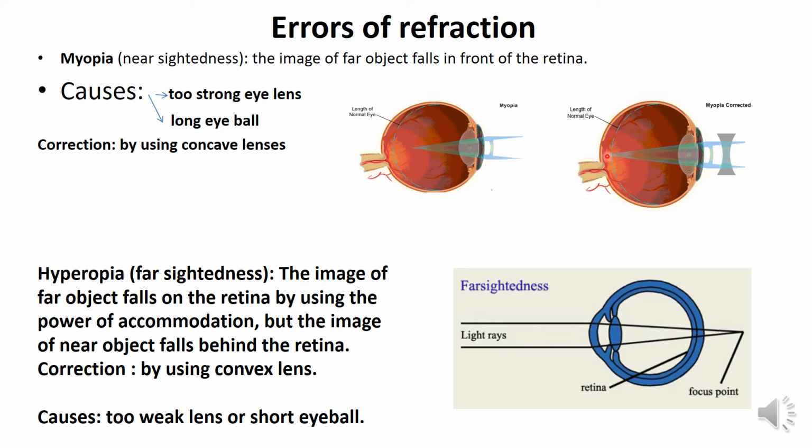the retina. The hyperopia or far-sightedness, we have seen that the image falls behind the retina, and the causes for this, either the eyeball is very short or shorter than normal, or the lens curvature is less than normal. In order to correct this error, we must use convex lens. If this convex lens is put in front of the eye, it will bring these light rays to fall on the retina.